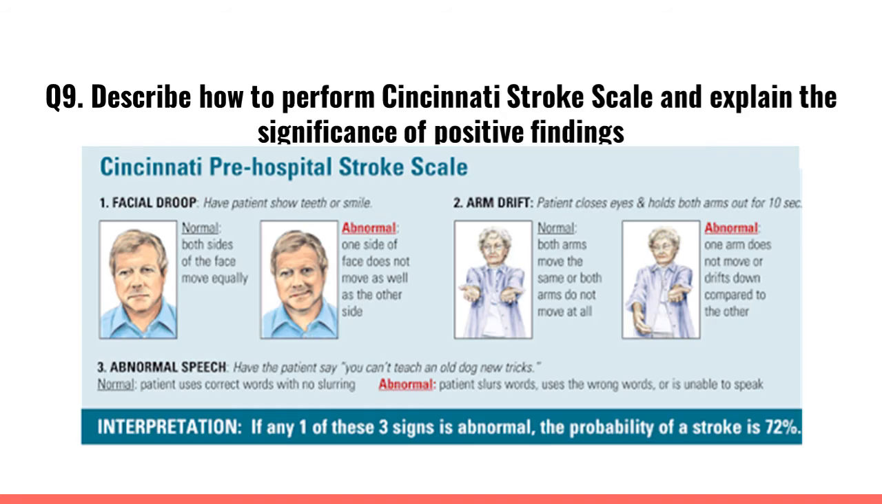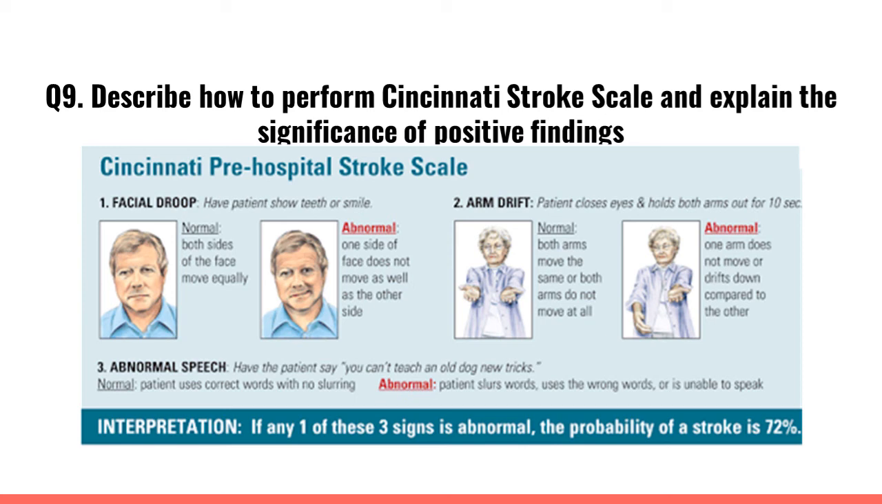This is the Cincinnati stroke scale. It can be assessed by assessing three things. First is facial droop, second is arm drift, and third is abnormal speech. If we see that the patient has an asymmetrical face, we can ask the patient, can you smile or show your teeth? Preferably to show their teeth, so that we can see which side of the face does not move as well as the other side. If the face is drooping on one side, it is considered positive.